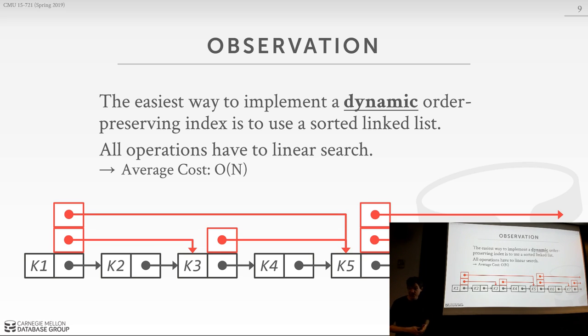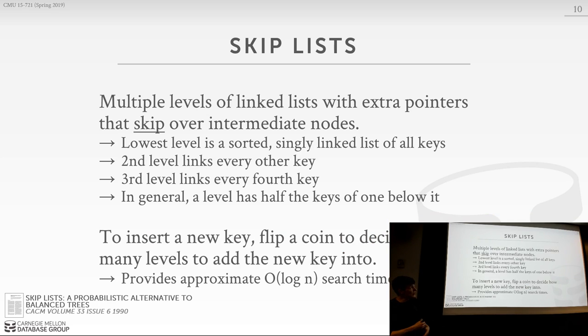This is basically what a skip list is. That's all it is. A skip list is just a bunch of linked lists with different levels, and at each level, as you go up, you just have fewer entries, and you can jump over more things.